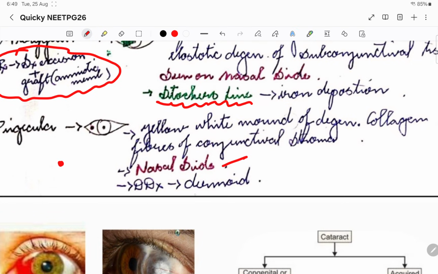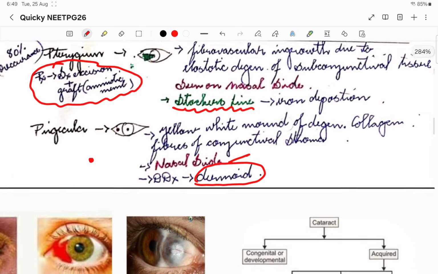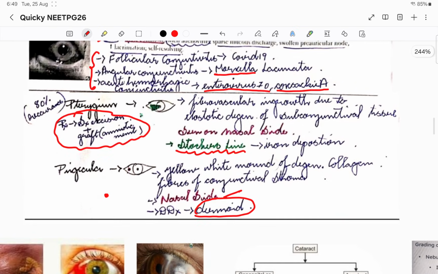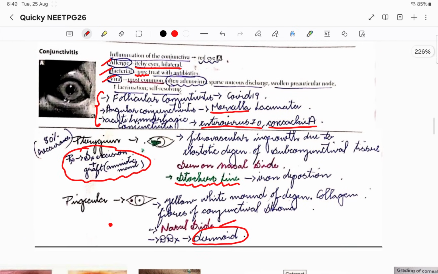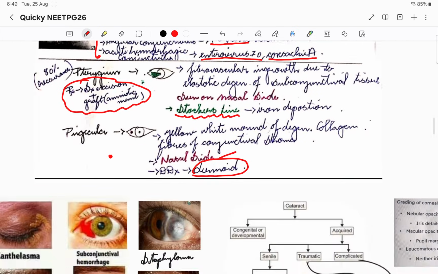So that is what I was telling, right? The differential diagnosis will be dermoid, which almost looks the same. Dermoid is most commonly on the lateral side rather than the nasal side. That is why the differential diagnosis is very important. This is all you need to know with respect to conjunctiva.